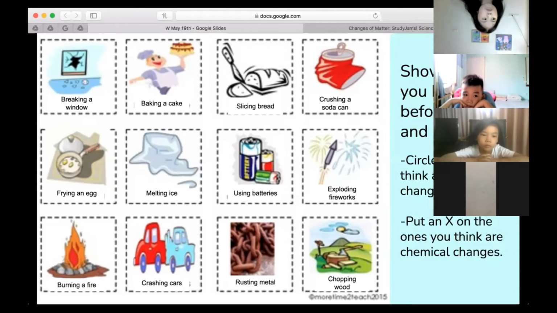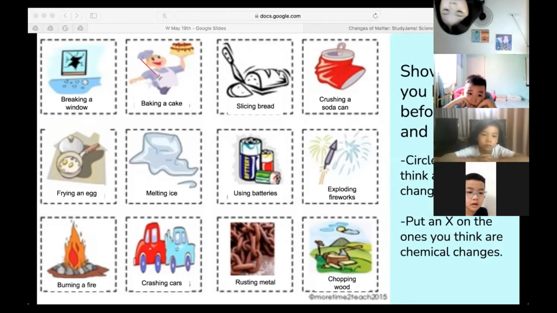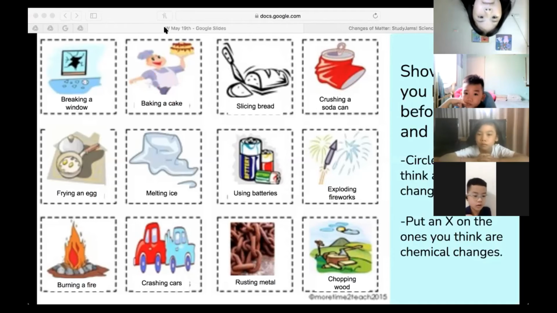Go ahead and start circling and Xing. Neatly, first example, neatly please. X. And circle. Try and do it neatly, okay? All right, go ahead and try your best. Show me what you've learned already.